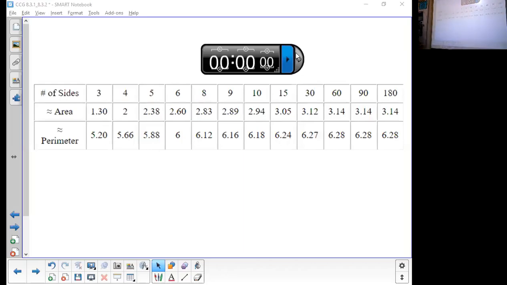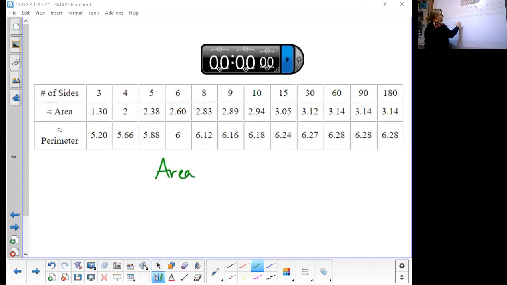Okay, so what did you notice about the area as the number of sides got bigger? What is the area approaching? Oh, what's pi? Okay, so you guys know a couple of digits? Okay. What happened to the perimeter as the number of sides got bigger? It got closer to 6.28. What is that? Double pi, right? Okay.